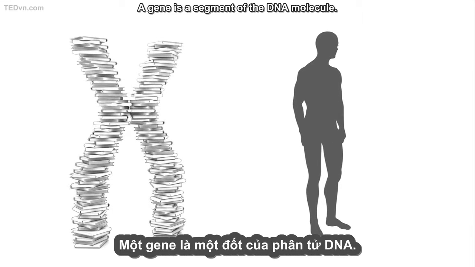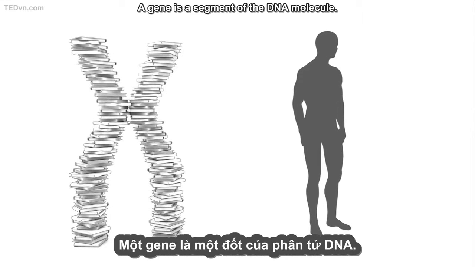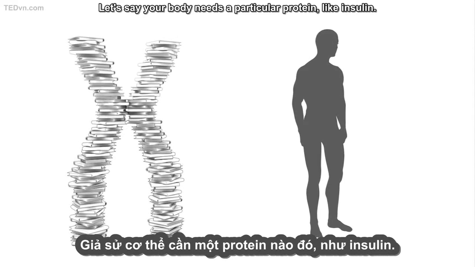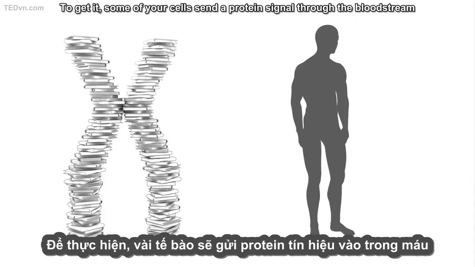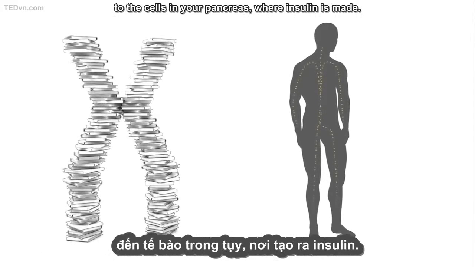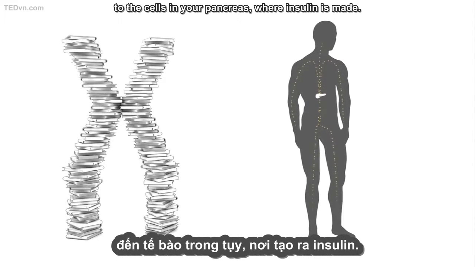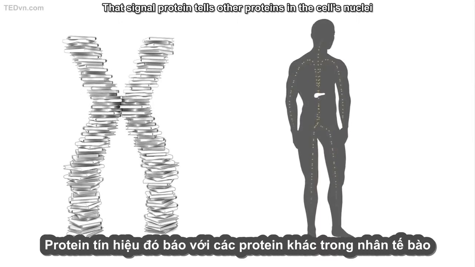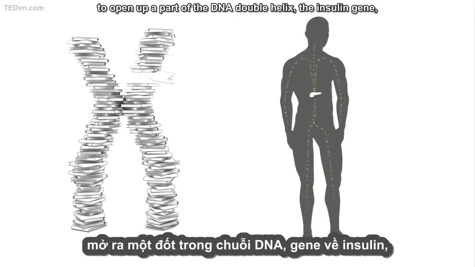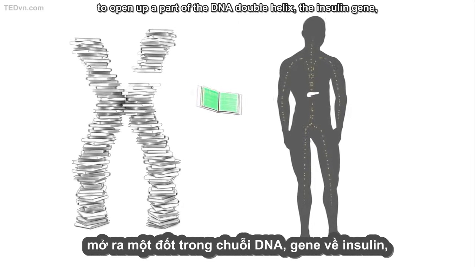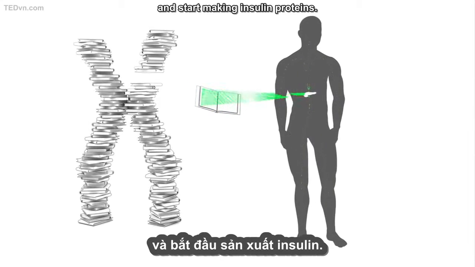A gene is a segment of the DNA molecule. Let's say your body needs a particular protein, like insulin. To get it, some of your cells send a protein signal through the bloodstream to the cells in your pancreas, where insulin is made. That signal protein tells other proteins in the cell's nuclei to open up a part of the DNA double helix, the insulin gene, and start making insulin proteins.